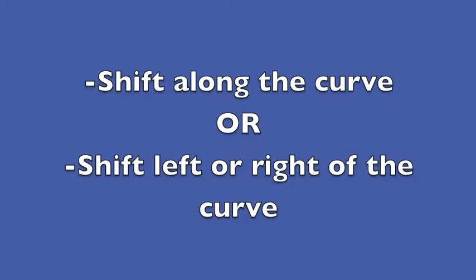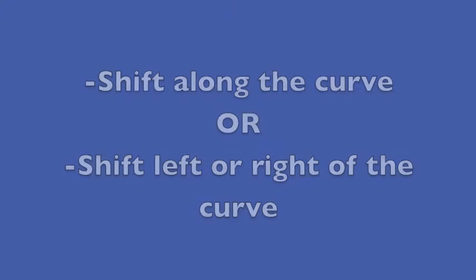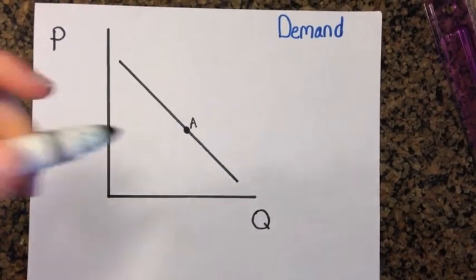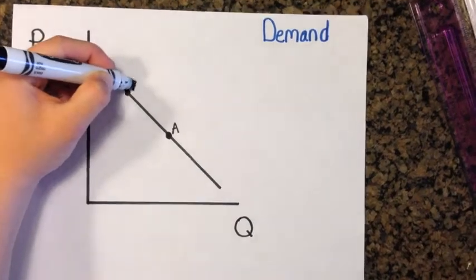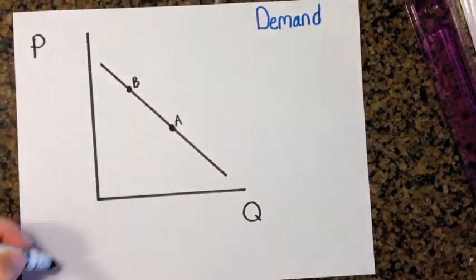There are two different ways that price and quantity can change along a demand curve. This can be a shift along the curve or a complete shift left or right of the curve. A shift along the demand curve, as shown in this graph, is due to the change in quantity demanded, or a change in price. So what makes the demand curve shift?